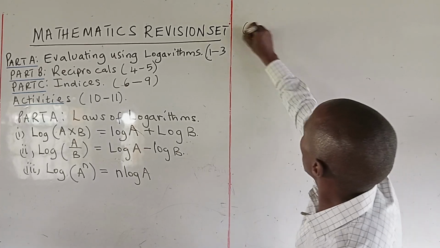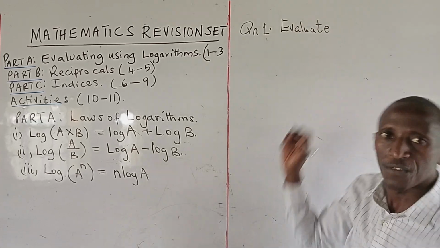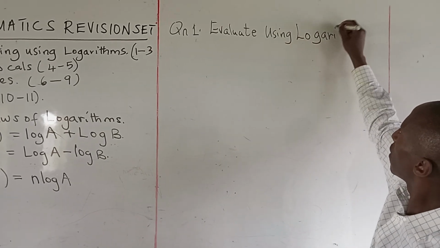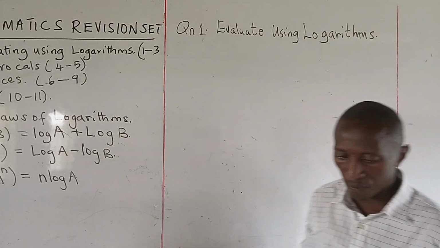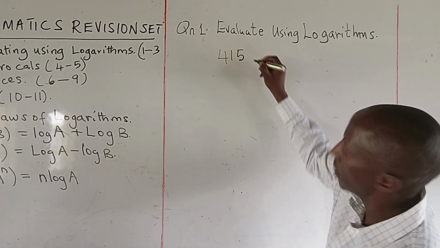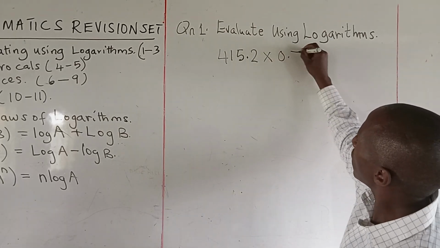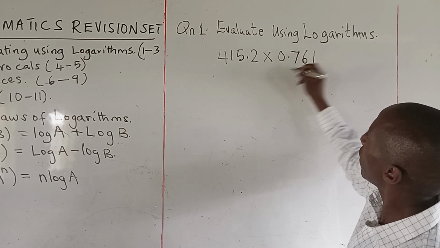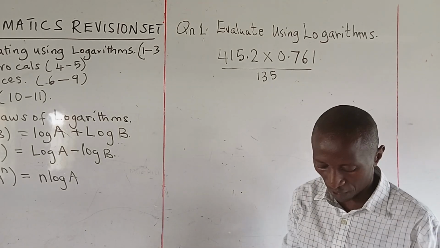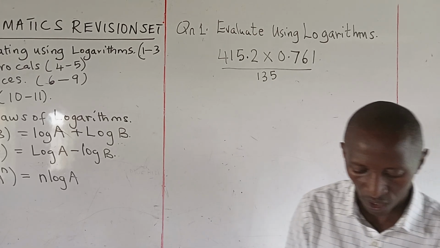Question number 1. In our question number 1, we are told to evaluate using logarithms this set of numbers: 415.2 multiplied by 0.761, all over 135. So straight away, let's look at the solution to this question.